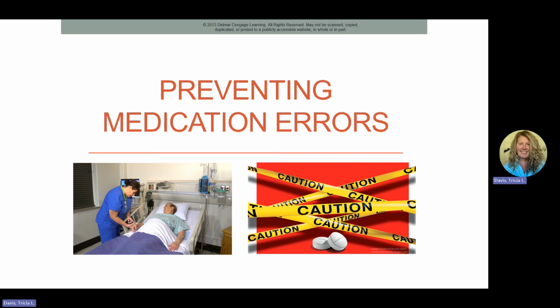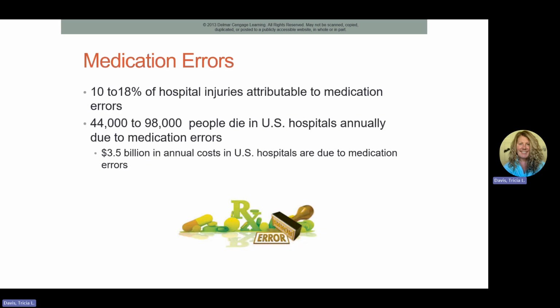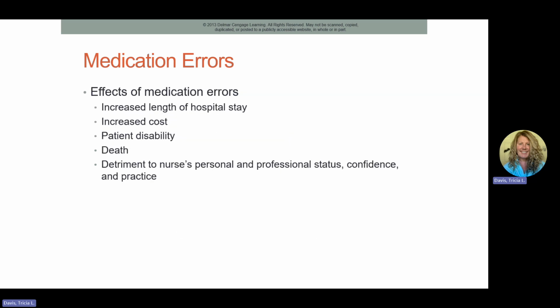So now we're going to talk a little bit about preventing medication errors. When we think about medication errors, the Institute of Medicine has said that about 10 to 18% of hospital injuries are going to be attributed to medication errors. 44,000 to 98,000 people die in the United States every year because medication administration errors are made. This costs companies upwards of $3.5 billion or more annually because of medication errors.